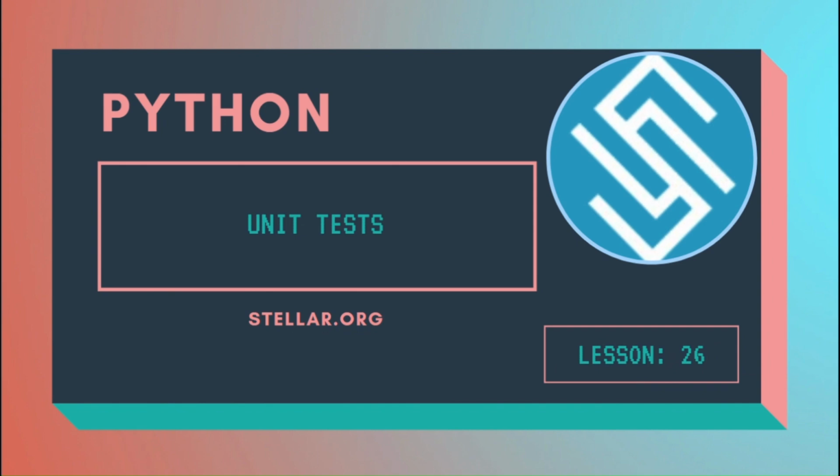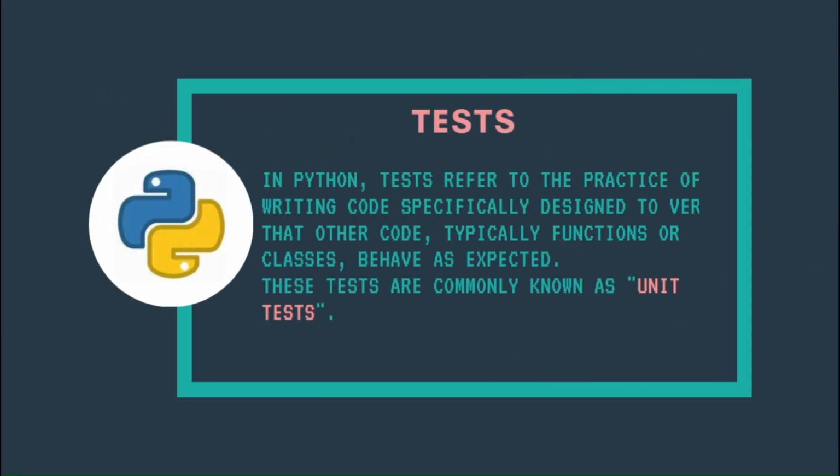Hello guys, welcome back. Today we will talk about one of the most important aspects of programming and the world of software. Every program should be tested in order to function properly and live up to its expectations. In Python, tests refer to the practice of writing code specifically designed to verify that other code, typically functions or classes, behaves as expected. These tests are commonly known as unit tests and are a fundamental part of the software development process.